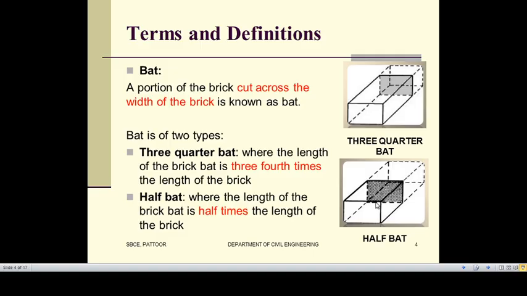So batt is a portion of the brick cut across the width of the brick. There are two types of batt, 3/4 batt and half batt. The 3/4 batt has a length 3/4 times the length of the full brick, and half batt has a length half of the length of the full brick.